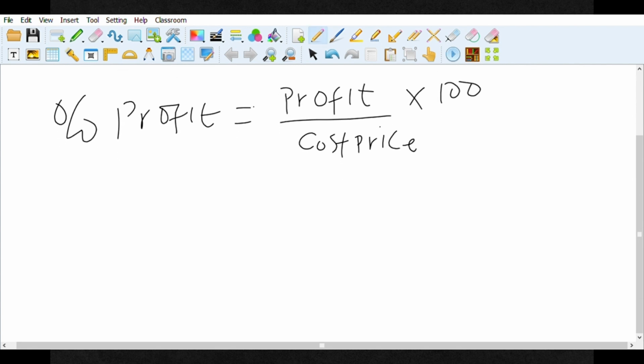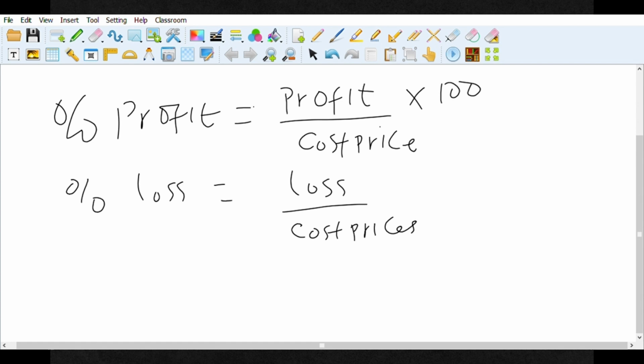Okay, if you don't make a profit but you made a loss, then percentage loss is that loss that you made. So calculate the loss using the formula to calculate loss. Divide it by your cost price, and then multiply what you get by 100. This will give you your percentage loss. Okay, very simple. You can see that profit over cost price times 100, loss over cost price times 100.